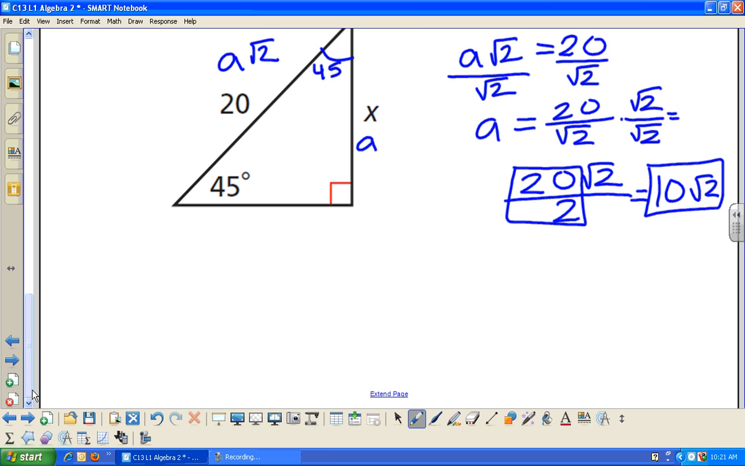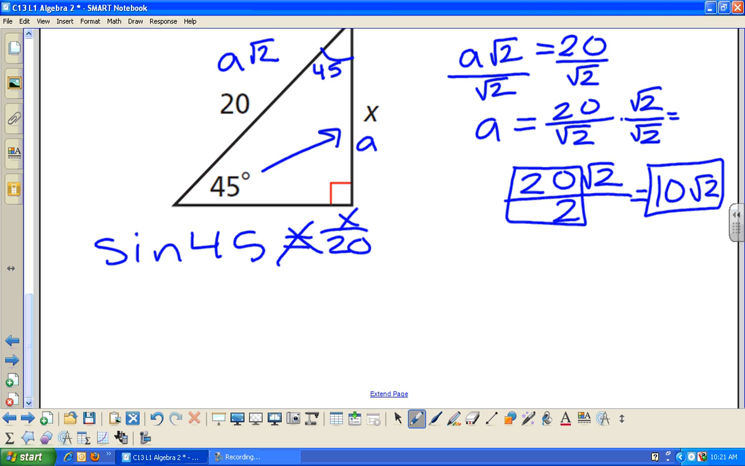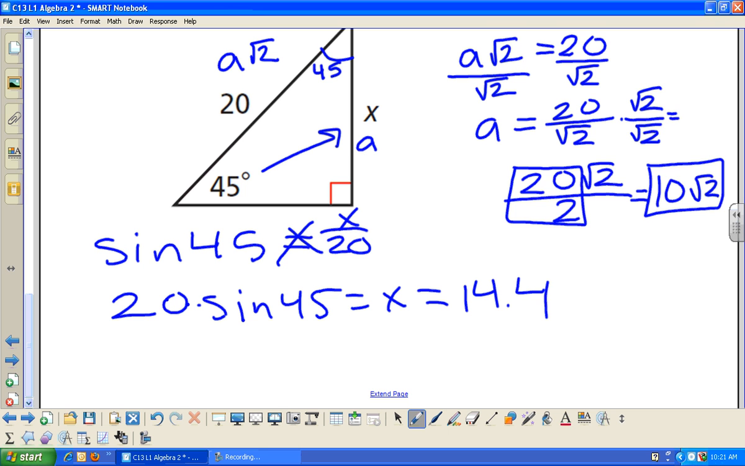Again, if you want to do this the other way by using SOHCAHTOA, I'm looking for opposite and I have hypotenuse. So I'd have sine of 45 is equal to x over 20. And I multiply both sides by 20. So 20 times sine of 45 would be equal to x, which is equal to 14.4, which is the same thing as 10 square root 2.